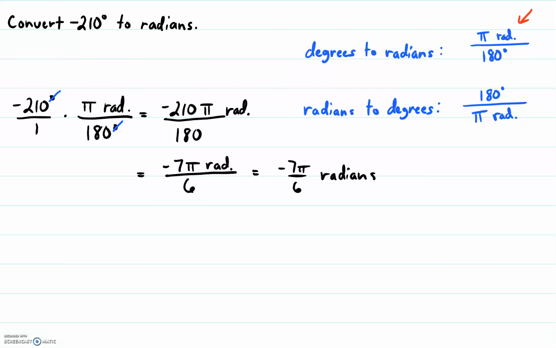And so again, all you have to do is remember these conversion ratios and multiply by the right one and simplify, and that's always going to give you your answer.